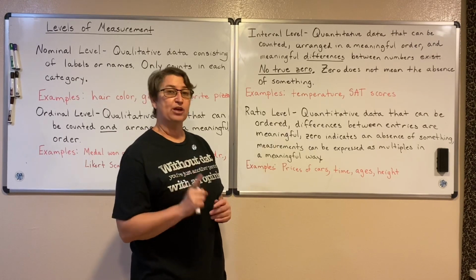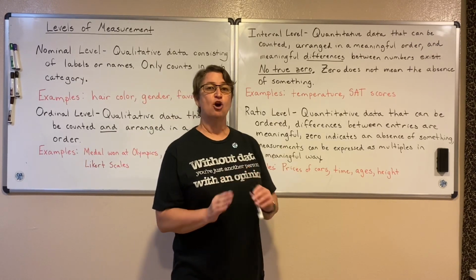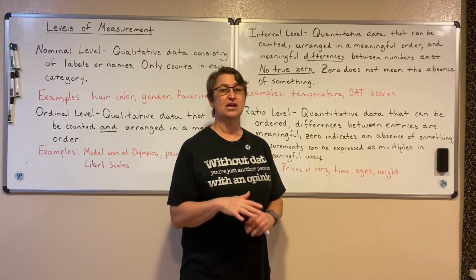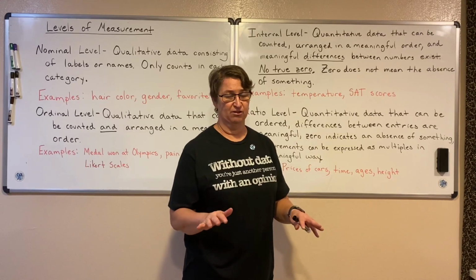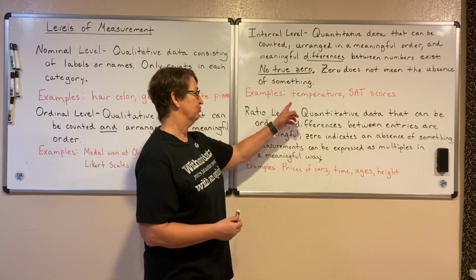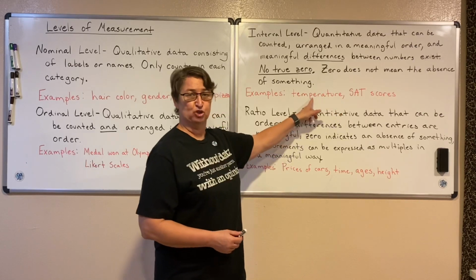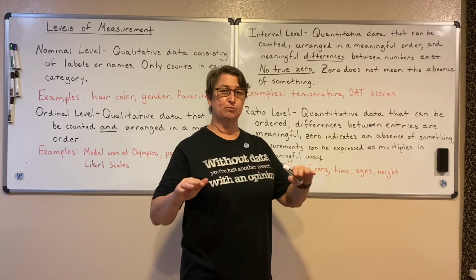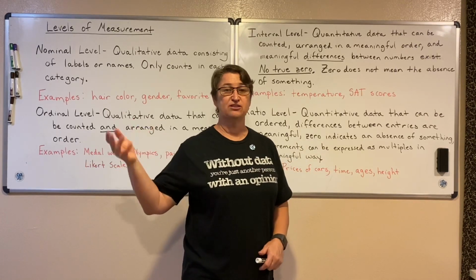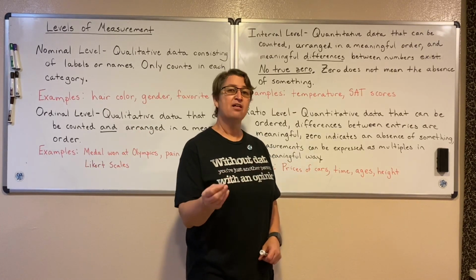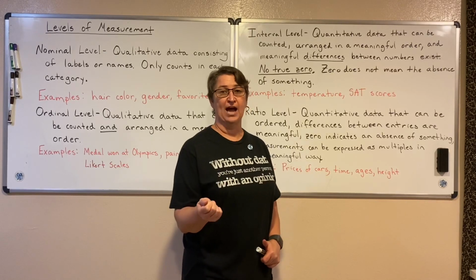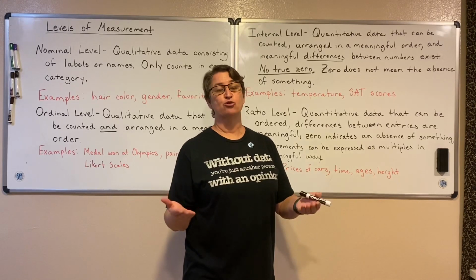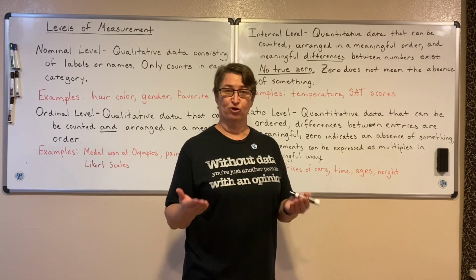However, with our interval level of measurement, there's no true 0. So when I say 0 on something, it doesn't mean an absence of something. So let me give you some examples. For example, in temperature, if I say there's a 0 temperature, it doesn't mean that the temperature doesn't exist. In fact, think about the difference between our Fahrenheit scale and our Celsius scale. 0 on both of those scales means something different.